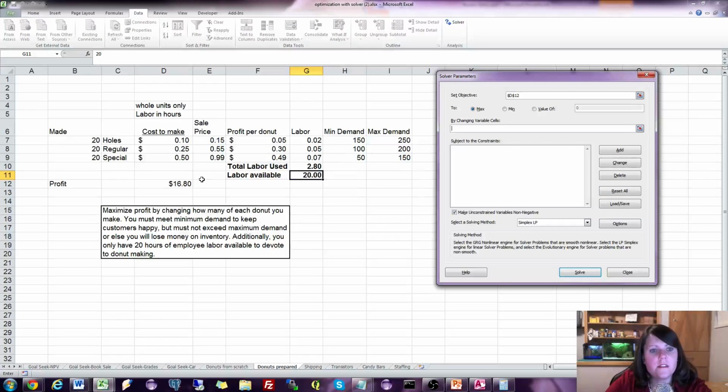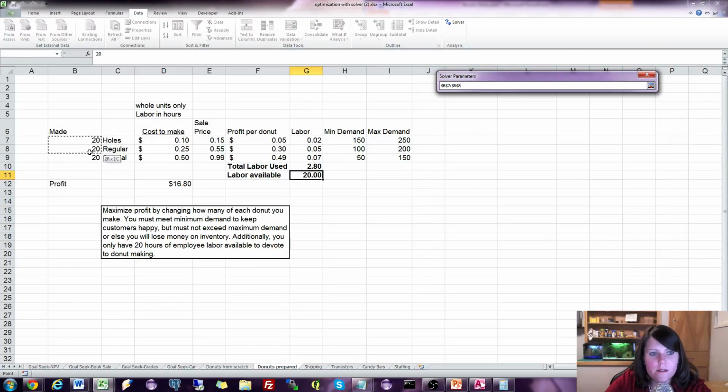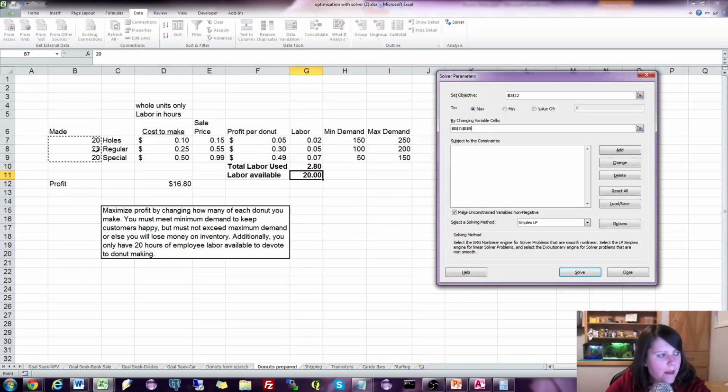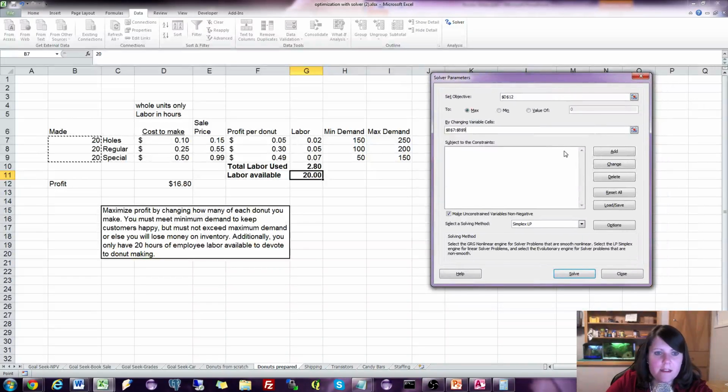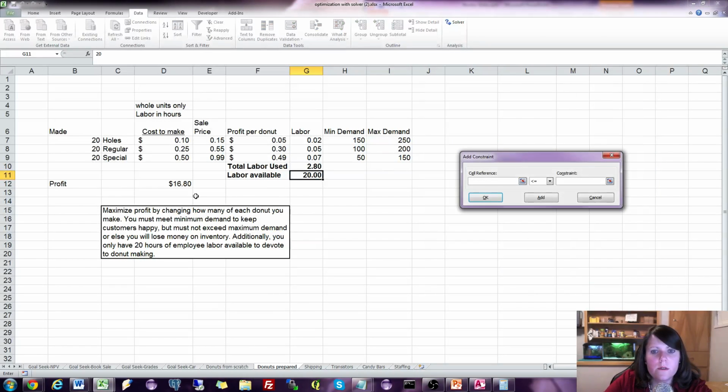So which cells do we want to change? How many are made. So just highlight how many are made. And then subject to constraints. We talked about demand and we talked about labor. So first let's do the demand. I can highlight multiple things at the same time. I want the number made to be less than or equal to the maximum demand, and I also want the number made to be greater than or equal to the minimum demand. And then I want the total labor used, since I can't use more labor than I have, to be less than or equal to the total labor available.